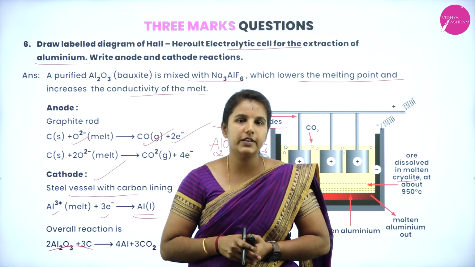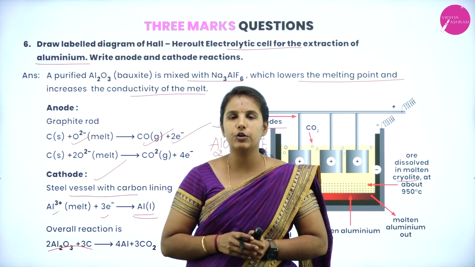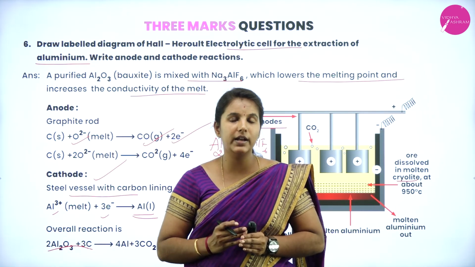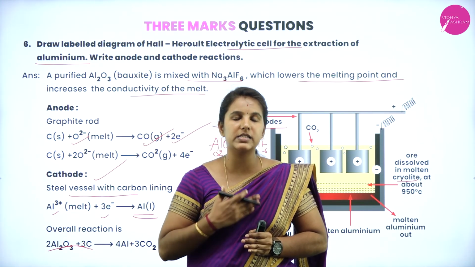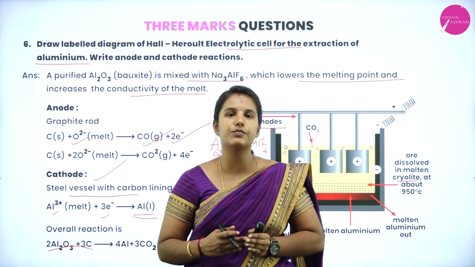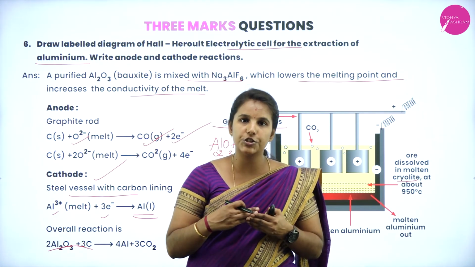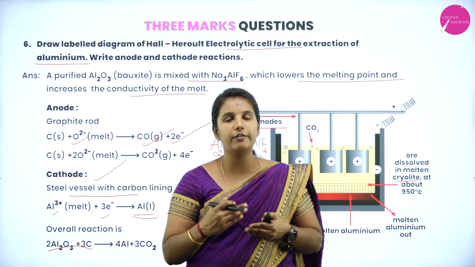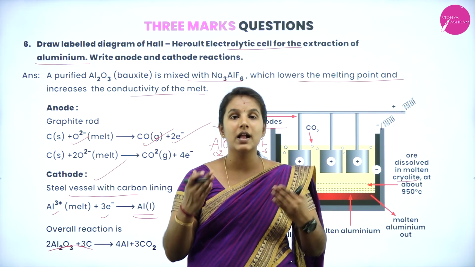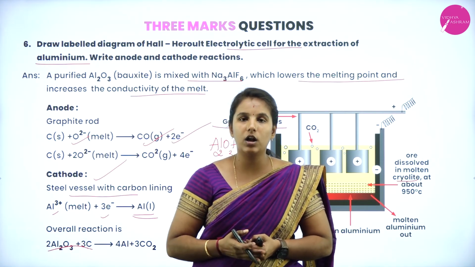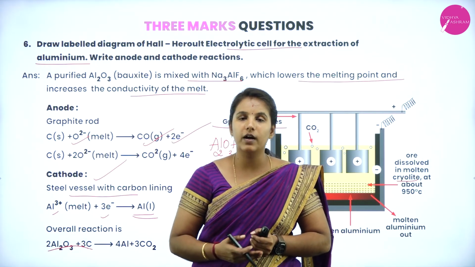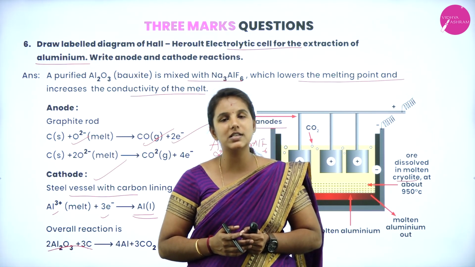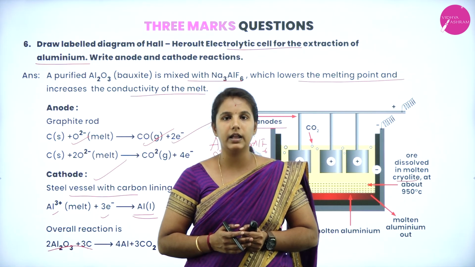So hope you have understood the 1 mark and 3 mark questions from this unit. Remember, from this unit, only the 3 mark questions are very important. I have listed out all the questions which have been frequently asked from this unit. Go through all these questions. Please practice the reactions so that you will understand how to write for the Mond process, the Van Arkel process, as well as the Hall-Héroult electrolytic process for the extraction of aluminium, and also the leaching process, which is one of the important processes which has been asked repeatedly.